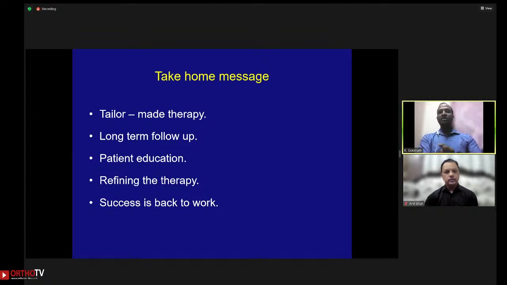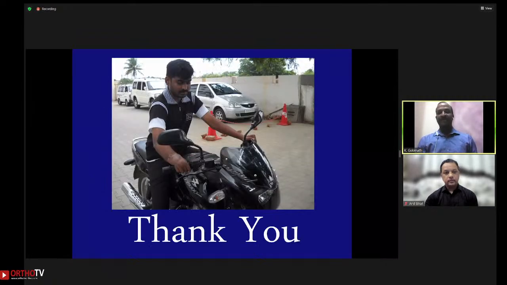So success is not the survival of the limb or using the hand. The patient has to go back to work. That is definitely the success of the replanted limb. Thank you.